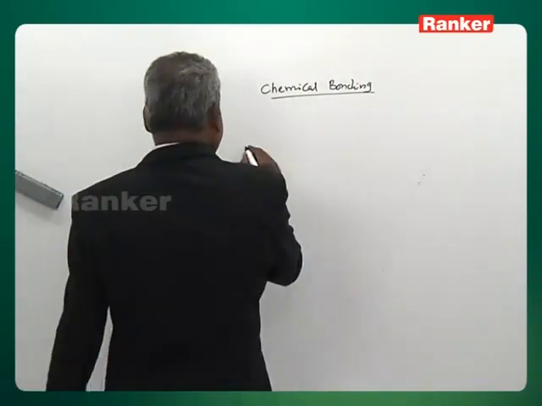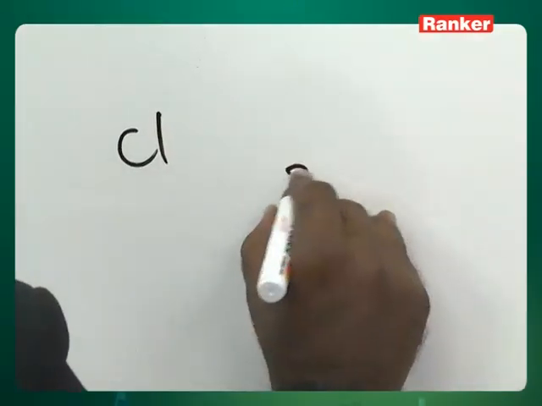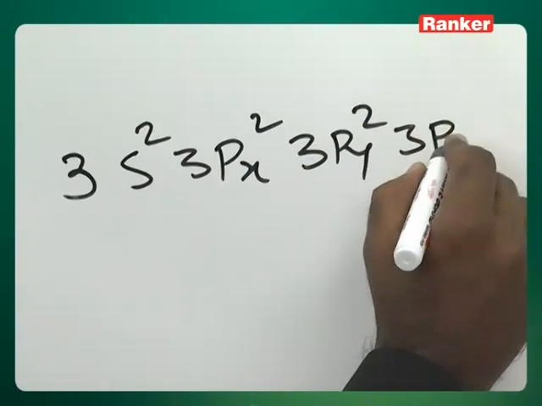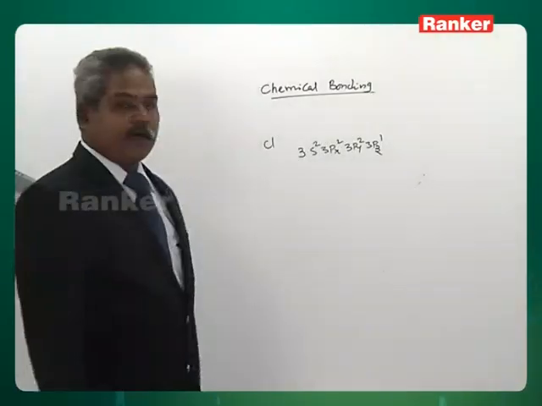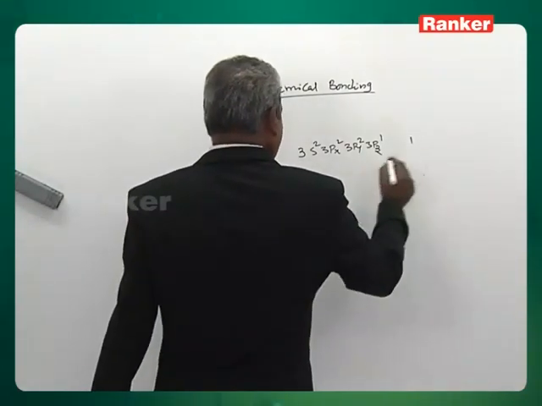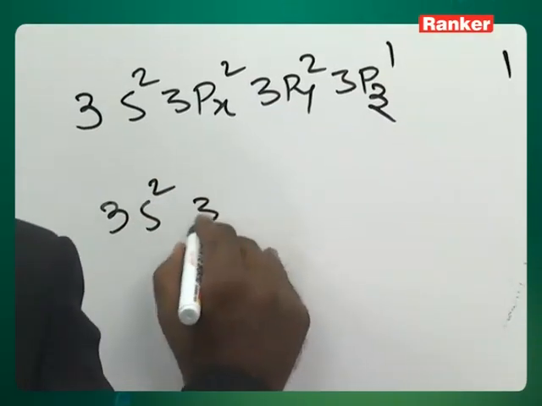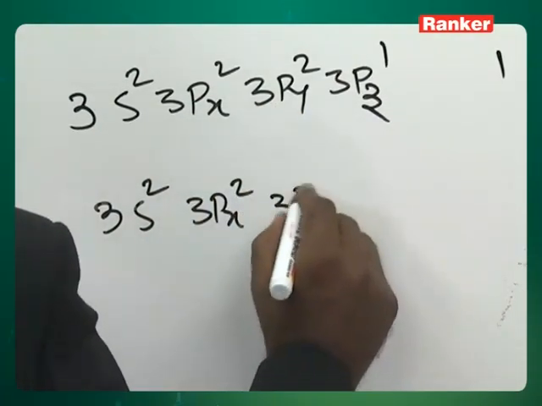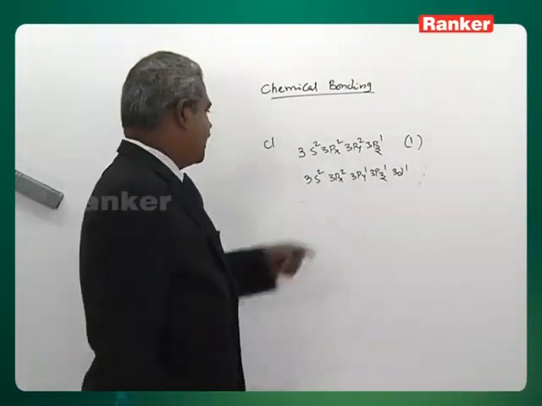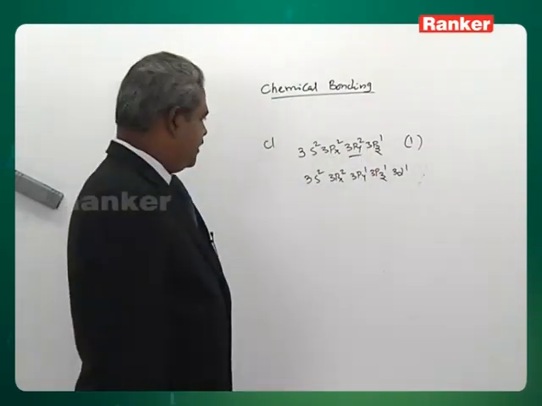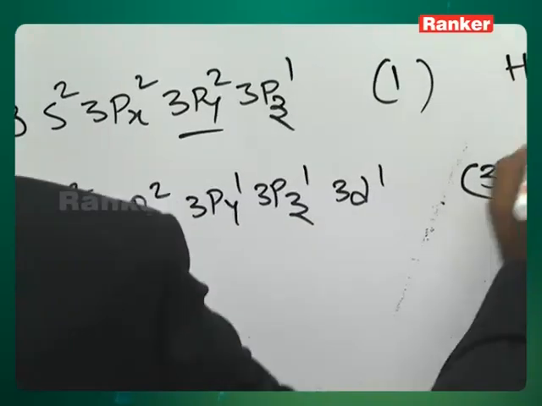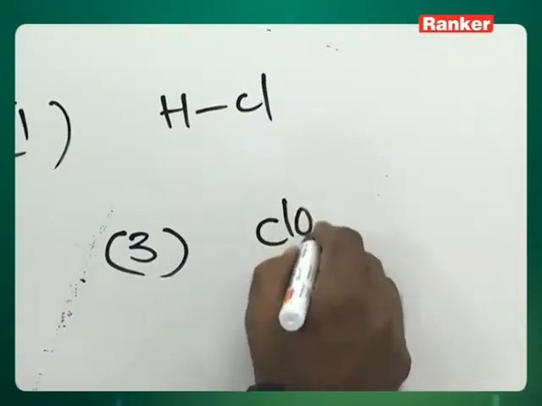Now, let us conclude with chlorine. 3s2, 3px2, 3py2, 3pz1. It has 3 pairs and 1 unpaired electron. How many bonds can chlorine form? It can form 1 bond in its ground state. Suppose 3s2, 3px2, 3py1, 3pz1, 3d1. What is this? This is excited. This pair is broken. This pair is excited. Now you have 3 unpaired electrons. It can form 3 bonds. So, one bond as in the case of HCl, 3 bonds as in the case of ClO2-.